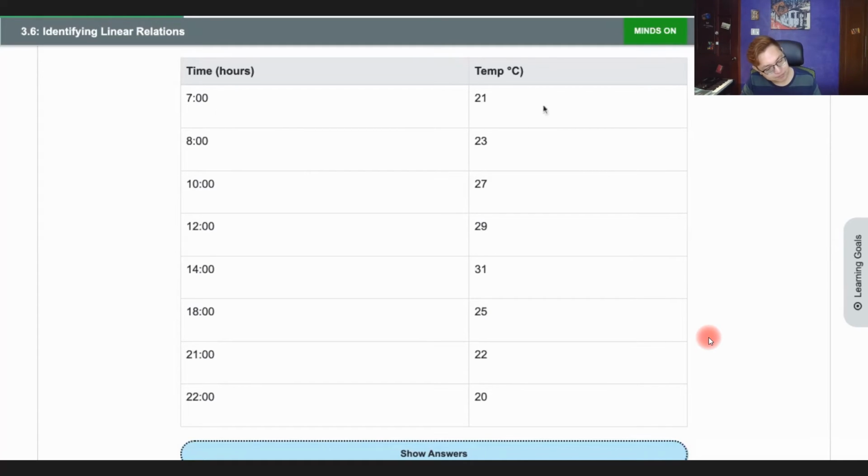At 7 we have 21 Celsius. 8 a.m. is 22 Celsius. 10 a.m. is 27 Celsius. 12 p.m., 29. 14 is 31. 18, 25, and 21 is 22. 22 is 20.